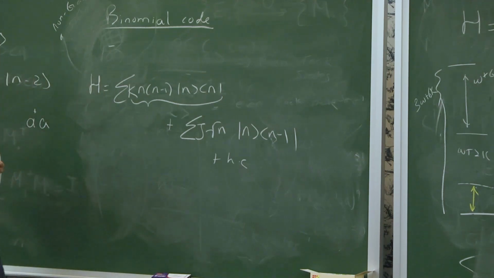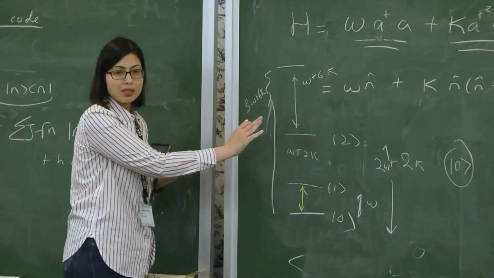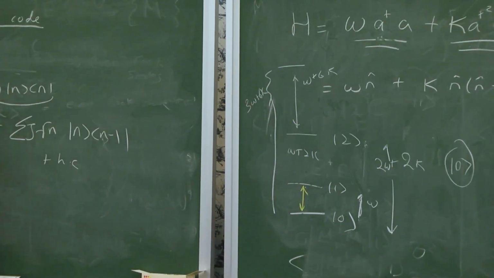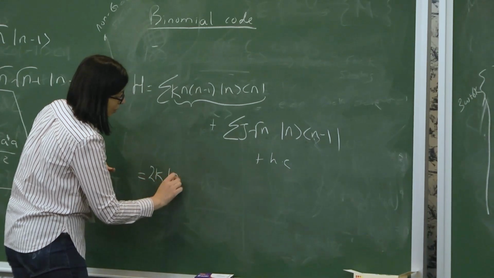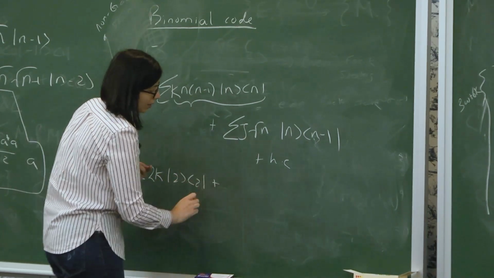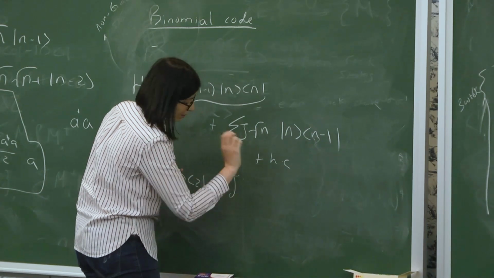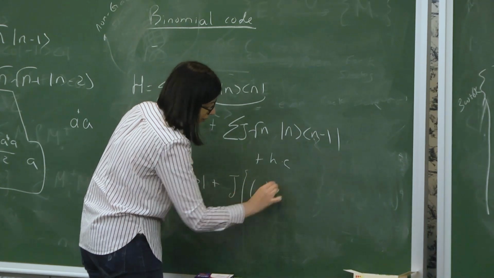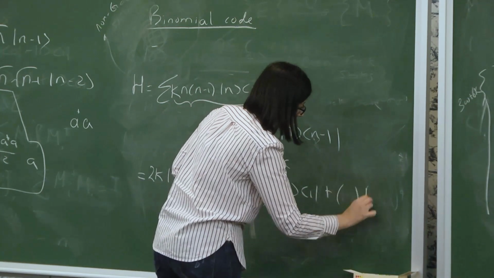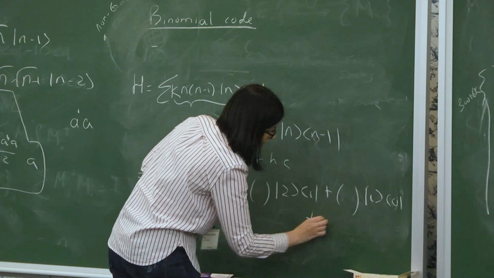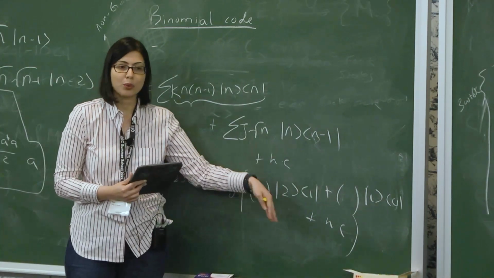So let me first just limit myself to these 3 states, just for convenience. If I just do that, then I have 2 Kerr times 2, plus there'll be terms I'm missing. I'm not going to write some prefactors, but you'll have something between 2 and 1, plus something between 1 and 0, plus the Hermitian conjugate, right? Some factors of square root of 2 or whatever I'm not writing.